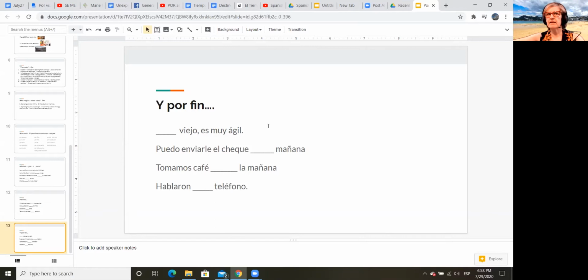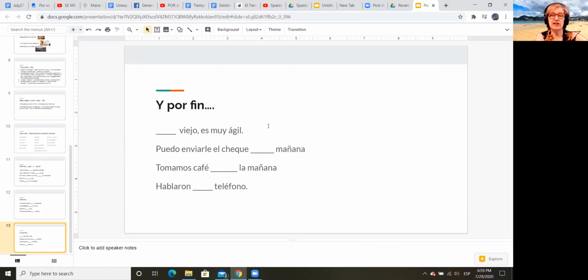Okay. Para is sometimes used when you're thinking comparatively. So I might look at a little kid and say, Carlitos es muy alto para su edad. He's very tall for his age, meaning compared to other kids his age. No? So we use para sometimes to make comparisons. That's what that one is showing you.